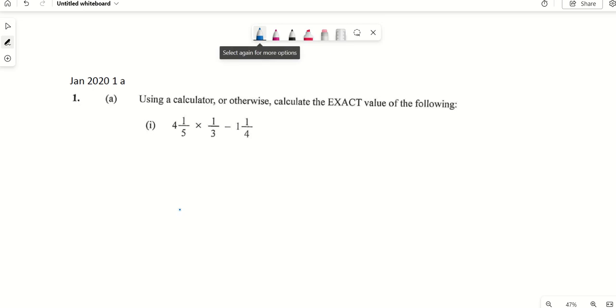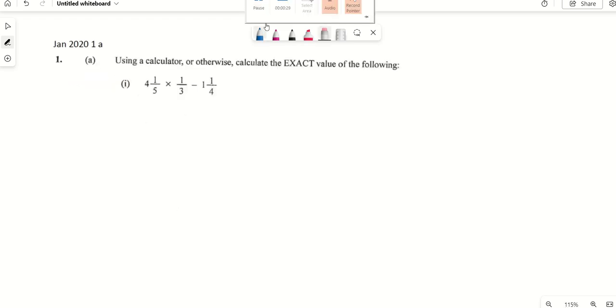And usually when I see mixed numbers like this, I usually just convert them to improper fractions and then solve them. So I have 4 and 1 over 5: 4 5s are 20 plus 1 is 21 over 5. And 1 and 1 over 4: 1 4 is 4 plus 1 is 5 over 4. So we have 21 over 5 multiplied by 1 over 3 minus 5 over 4.